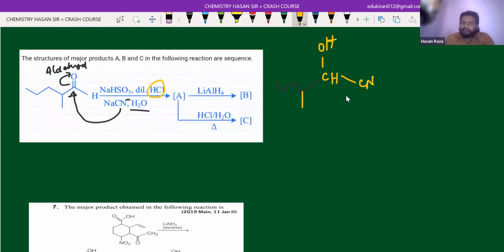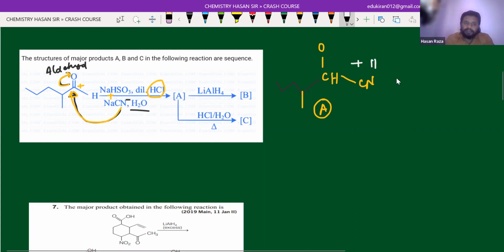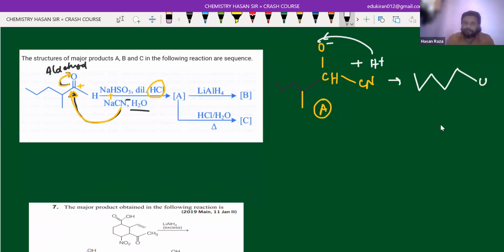So H plus will go and make it like this: alcohol and cyanide are there. Now, this will be your A. Are you getting my point? Yes, sir. NaHSO3 is also there, taking electrons from carbon, so there will be a positive charge. Since NaCN is there with its negative charge, it will attack like this. Due to the presence of H plus, it will attack here, and you will be getting A as this. Let me show you. This is your CN, and this is your OH.